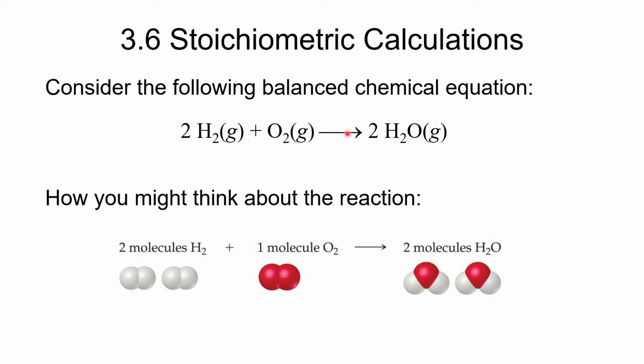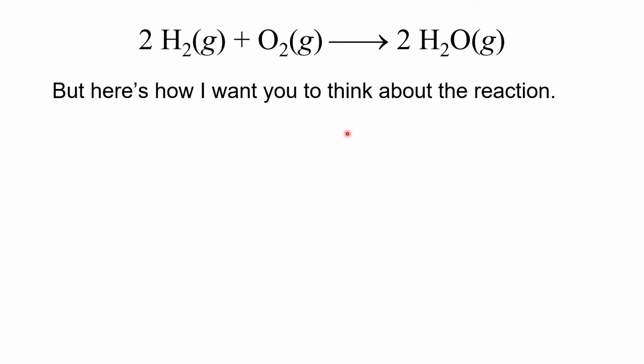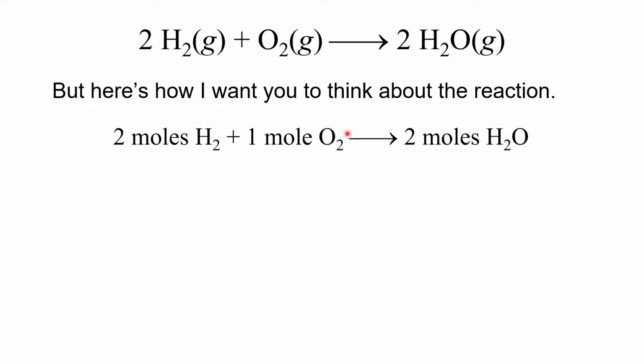Well, first of all, we never just take 2 molecules of hydrogen and 1 molecule of oxygen and produce 2 molecules of water, because we don't run reactions at that scale. We run reactions where we have lots and lots of molecules. And we have a term that we use for lots and lots of molecules, and that term is moles. So the way that I want you to think about this reaction when you see an equation written like this is not to think in terms of molecules, but to think in terms of moles.